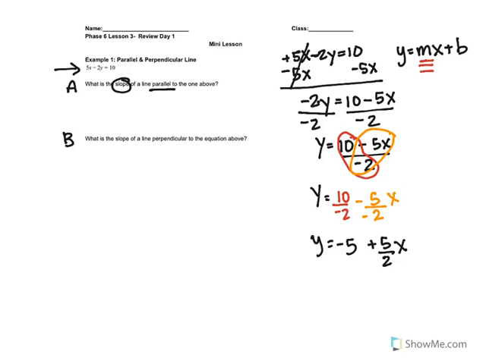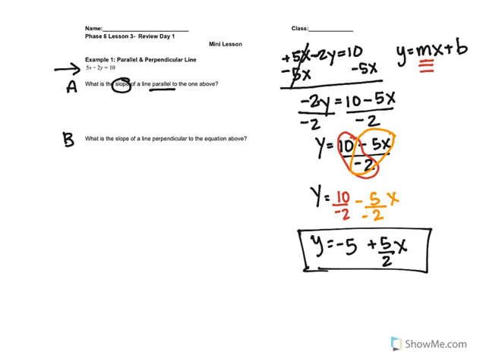Okay, if you get a decimal and you know how to change it into a fraction in your calculator, it's better if you keep it that way. So now that I have my equation, I have y equals negative 5 plus 5 over 2x. Now I can figure out what is the slope of this line, and what does the slope of a line that is parallel to this one has to be?